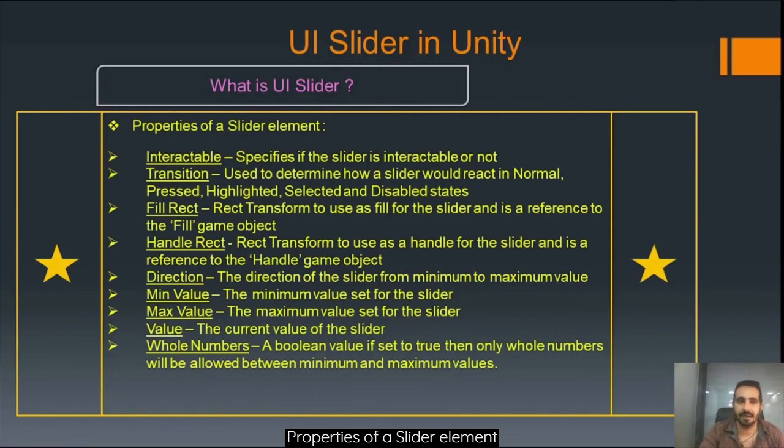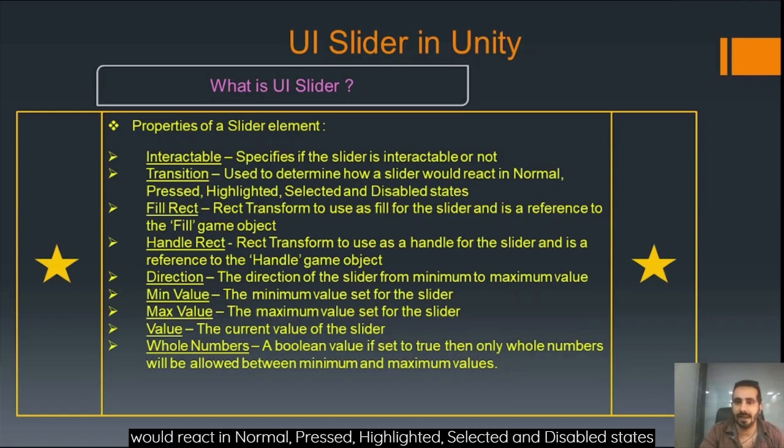Properties of a slider element. Interactable property specifies if the slider is interactable or not. Transition property is used to determine how a slider would react in normal, pressed, highlighted, selected, and disabled states.